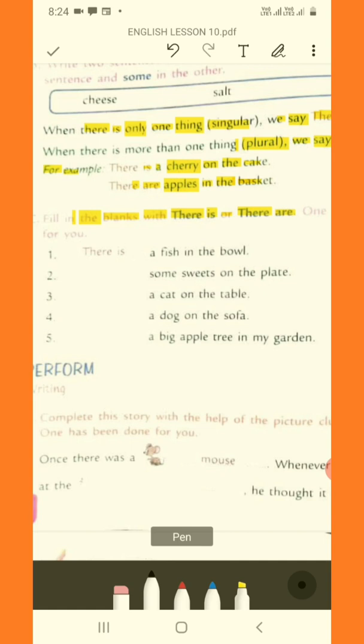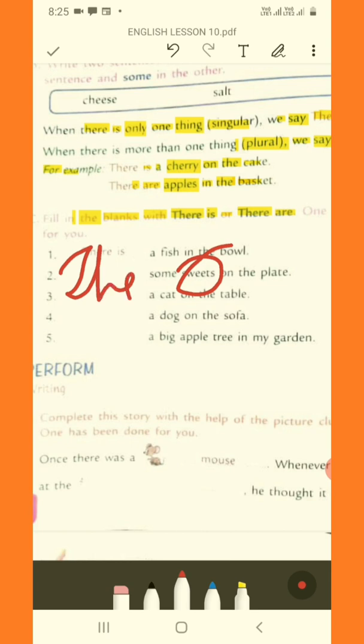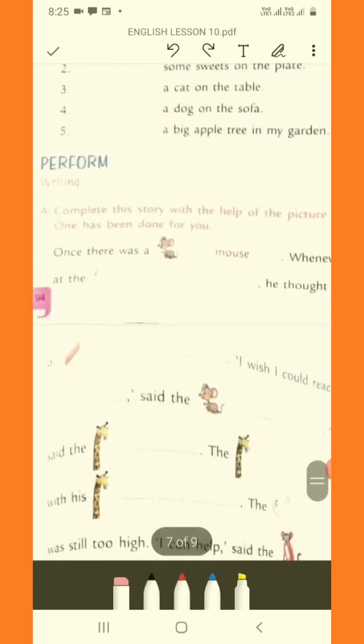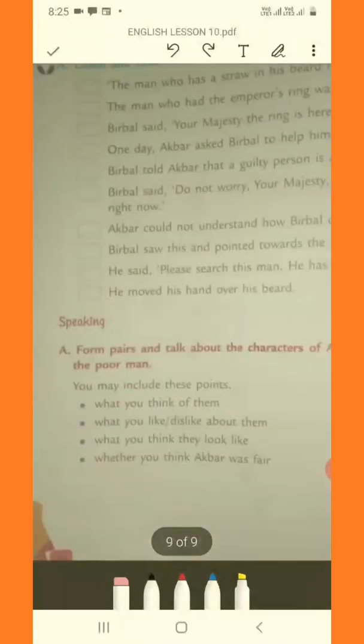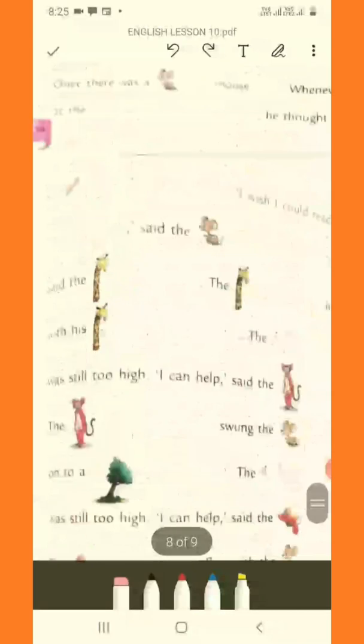Try to do. There are some sweets on the plate. What is it? Sweets. Is it singular, one or more than one sweet? It's more than one sweet. So what will I say? There are. Okay, try and do the rest. So the final exercise, I guess, perform section. No, there are a few more to go, so we'll try and do them.